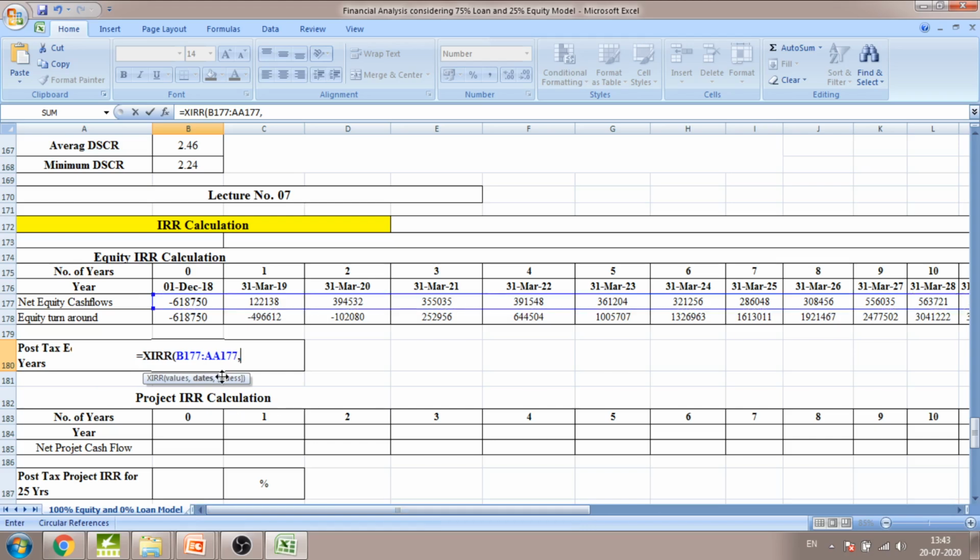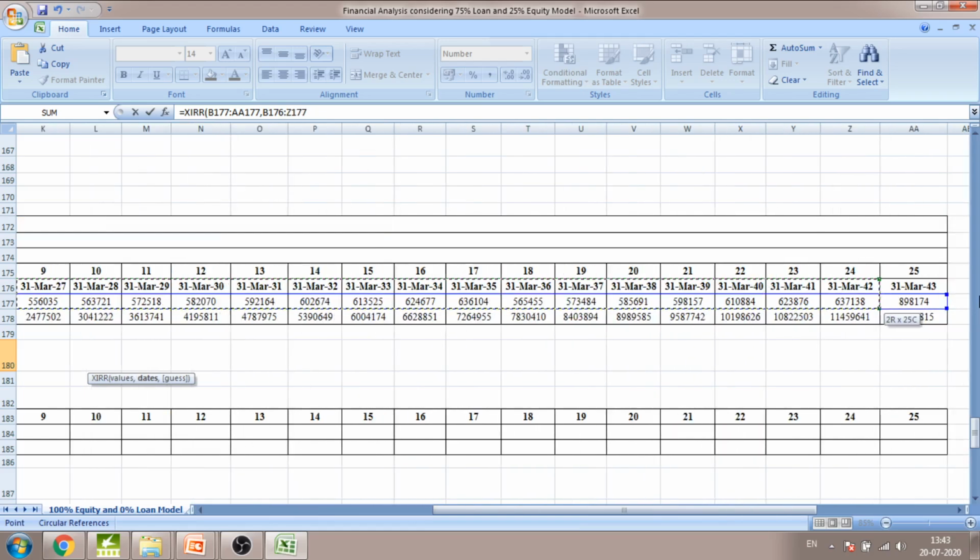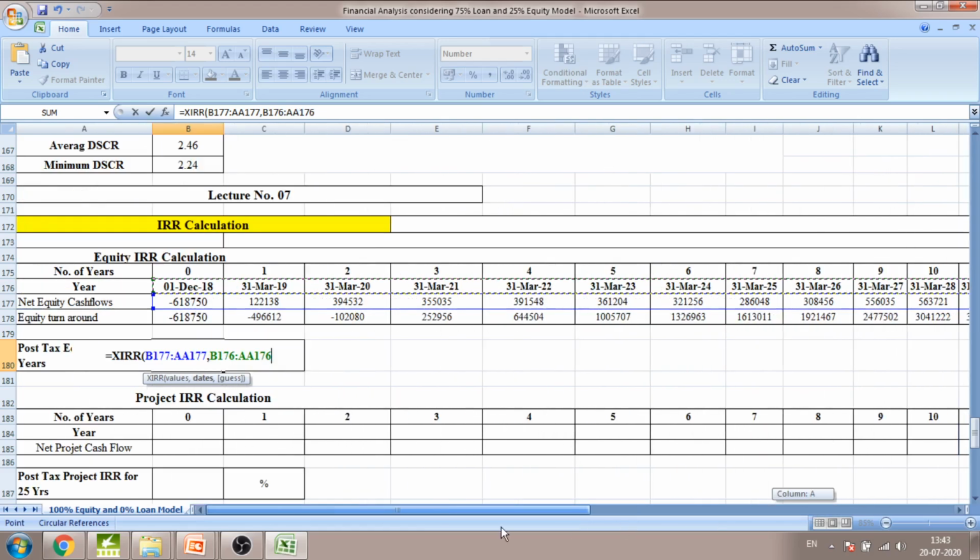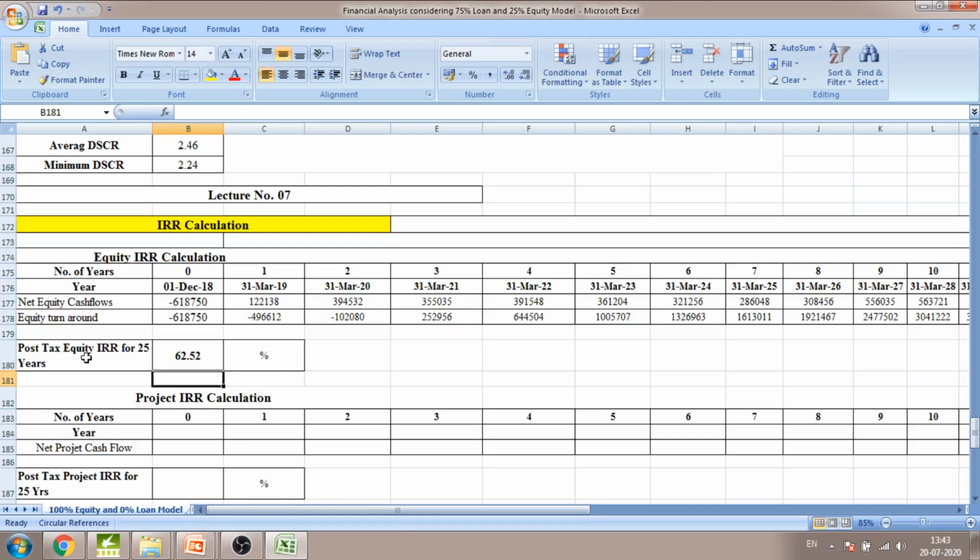comma, the dates, which we need to consider from the date of commissioning up to the 25 years, bracket complete, multiplied by 100. From this we can calculate that the equity internal rate of return is 62.52%.